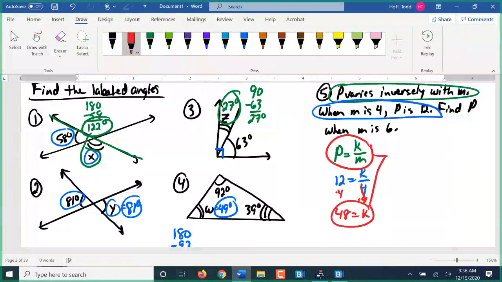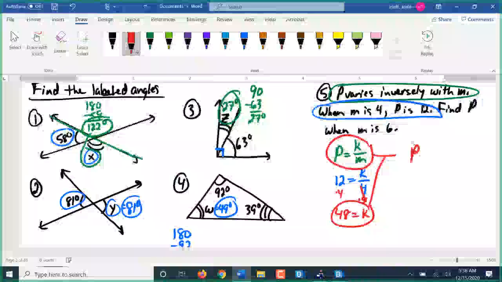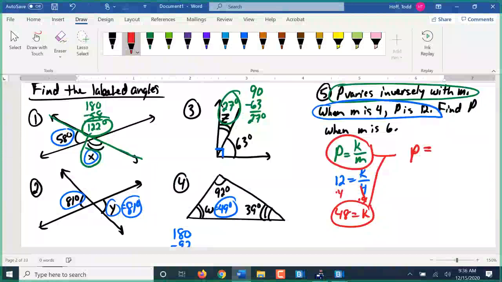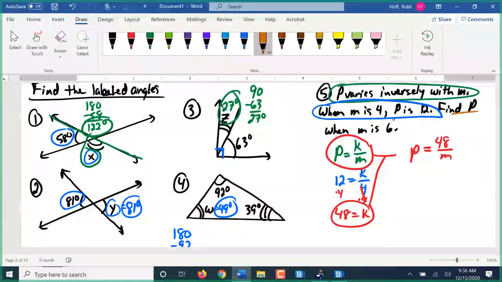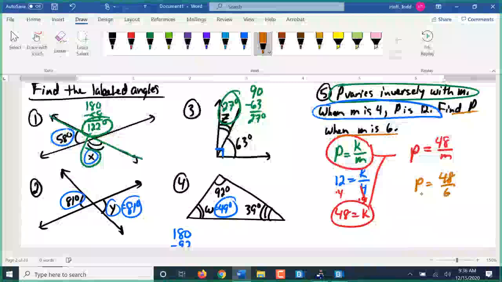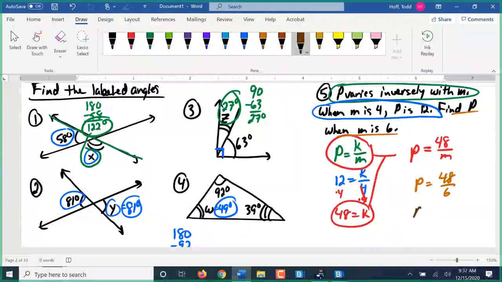So we can combine that with our original form of the equation. Instead of just P equals K over M, P equals 48 over M. And then we're asked to find P when M is 6. So we put 6 back in there for M. P is 48 divided by 6, or P is 8 when M is 6.